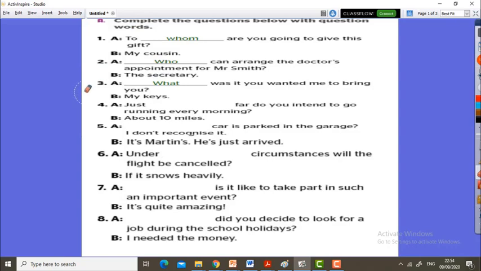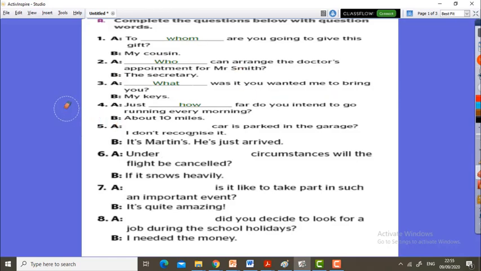The 4th question's answer is about 10 miles. So we are asking about a distance, and we have far, so it is just: how far do you intend to go running every morning?